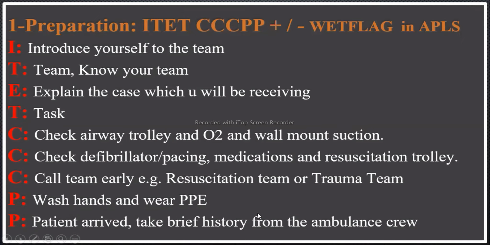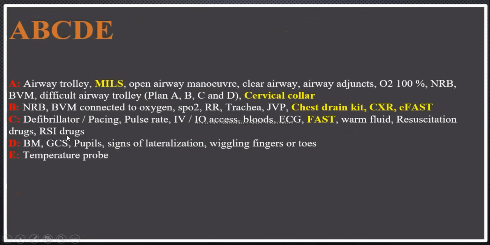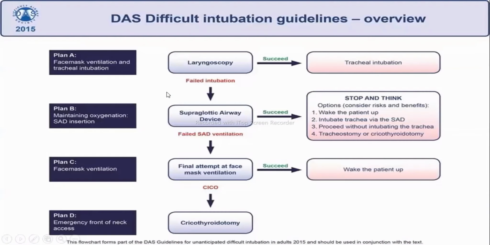When the patient arrives, you will take a brief history from the ambulance. So here: airway, breathing, circulation, disability, exposure, as we discussed. Sometimes you will find the patient has a difficult airway and you cannot manage it. We said in airway, you will open the airway, use suction, use oropharyngeal or nasopharyngeal airway, and use a non-rebreather mask. After that, if not spontaneously breathing, you will use a bag valve mask.